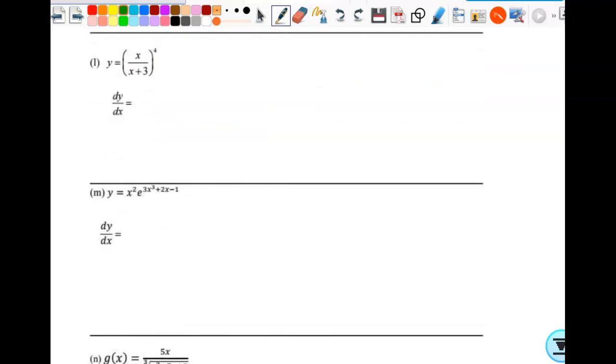So do I have quotient rule here? Yes. Do I have chain rule? Yes. Do I have product rule? No. Okay. But I do have the quotient rule and I have the chain rule. What do I start with, chain or quotient?